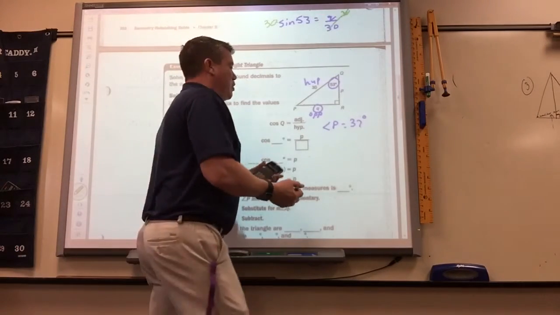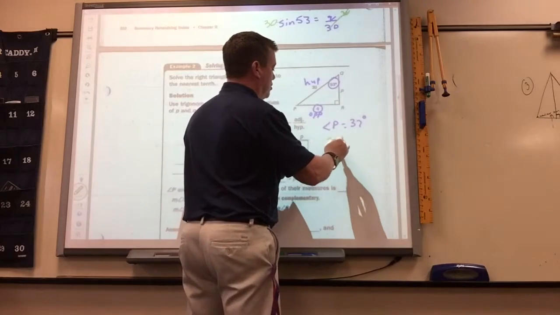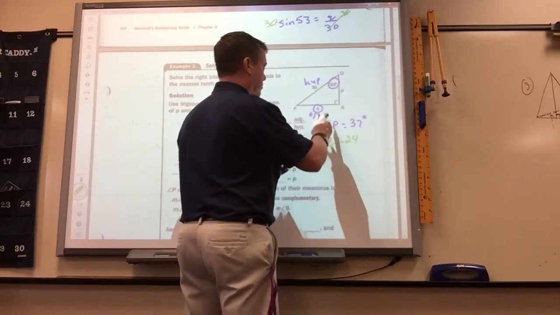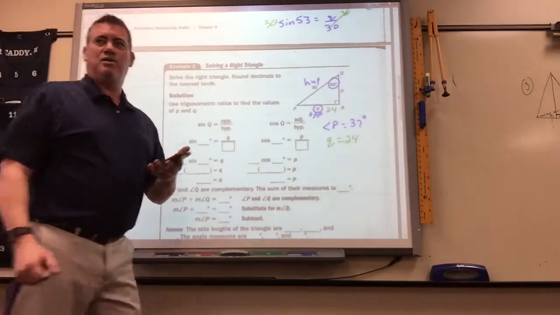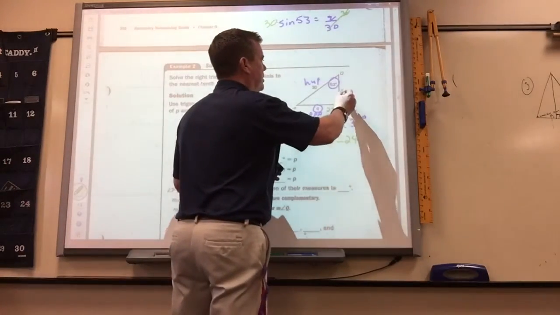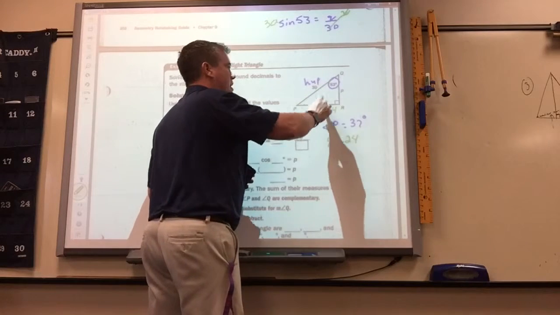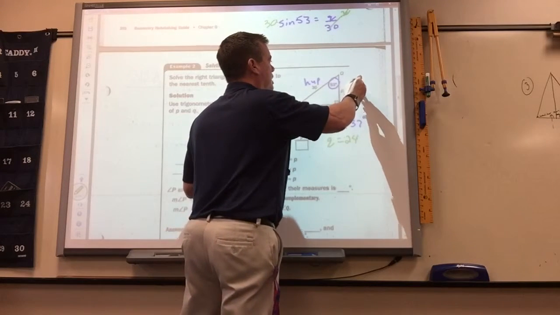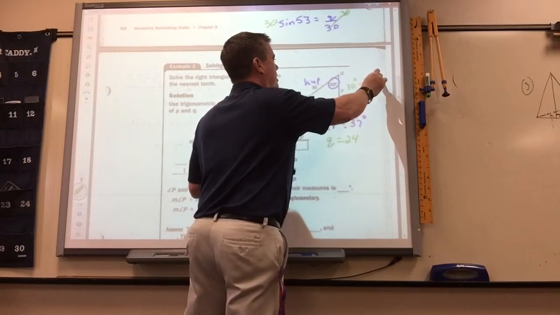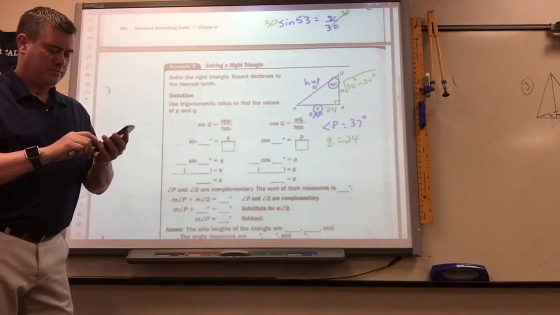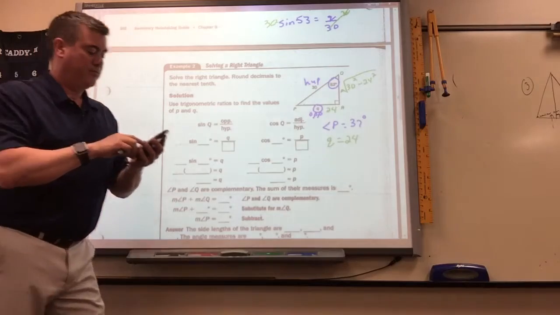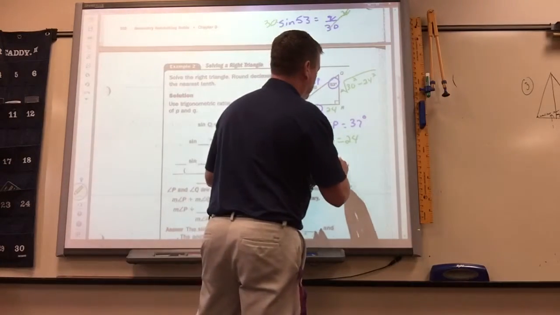And we get 23.95, which would round to 24. And then to find the third side, you can just use the Pythagorean theorem. So since it's a hypotenuse and leg, you got to subtract them. 30 squared minus 24 squared, and then square root it. $18.